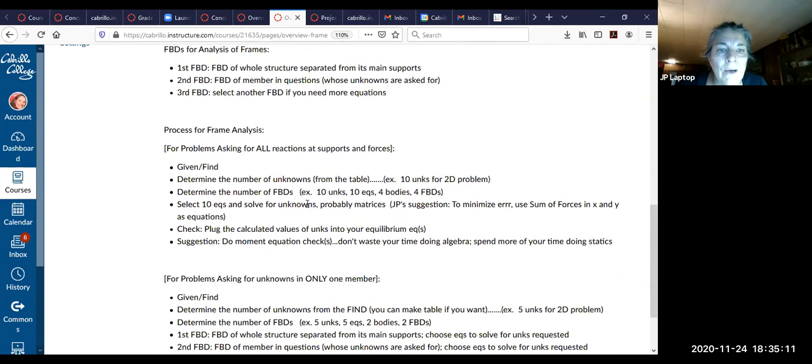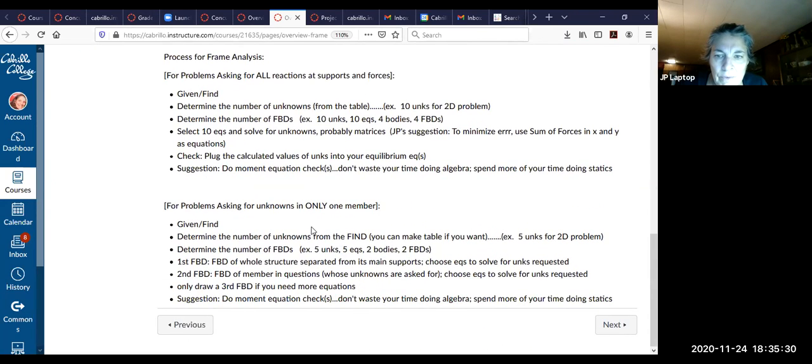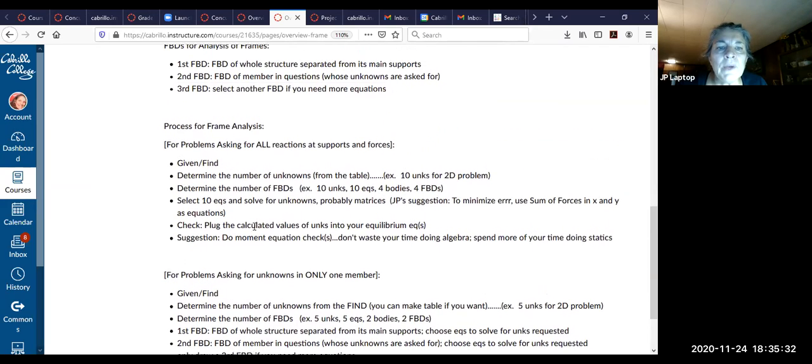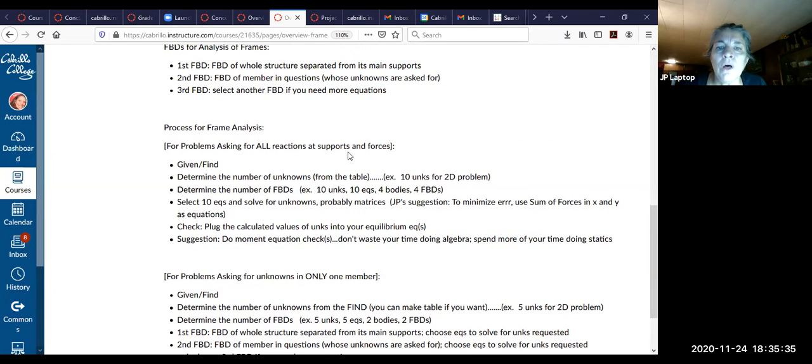Okay, so now the process asking for all the reactions at the supports. Given and find, determine the number of unknowns from the table. So let me just keep going here. In this case, if they're asking you for all the reactions at the supports and all the forces, then do the table, because it allows you to find out what the total amount of unknowns are.